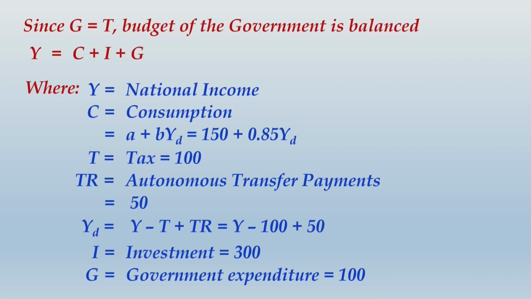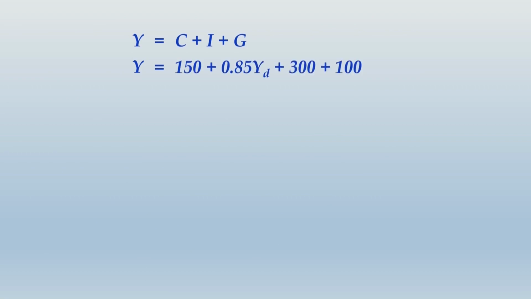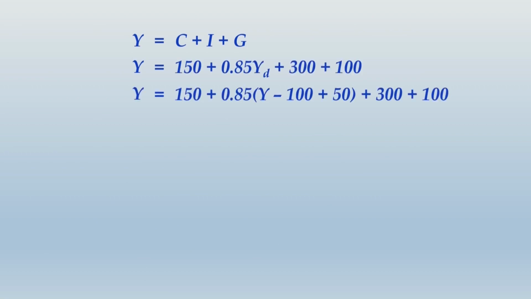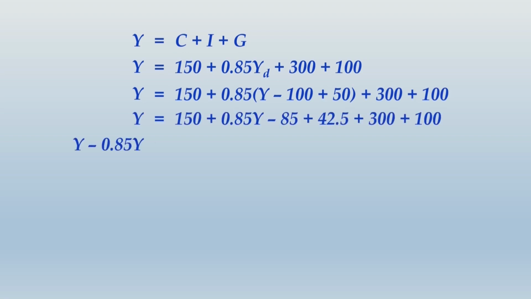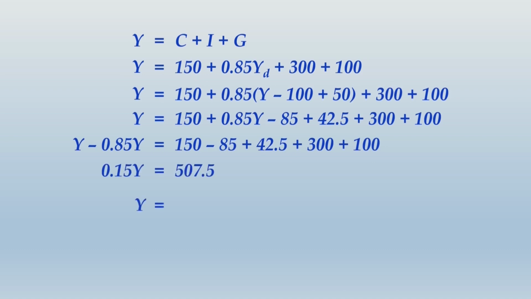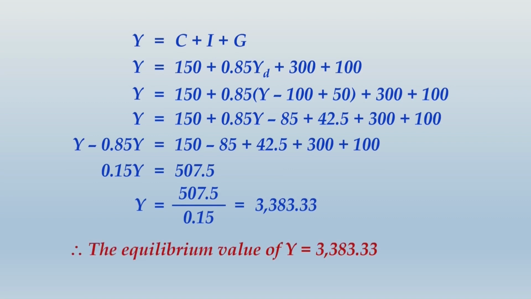Alright friends, once you have written the main equation and defined all these variables, you know what we have to do next. We have to substitute the value of these variables in the main equation to get the value of y. Let me remind you, this is a case of 3-sector economy where transfer payments are included with respect to determining the disposable income. And when you are substituting the value of these variables, what you eventually get is y equals to 507.5 divided by 0.15, that is 3383.33, which will be the equilibrium value of income.